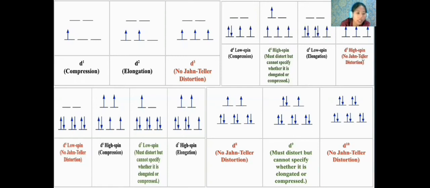So you have there the d6 low spin also does not undergo Jahn-Teller distortion. For d6 high spin, you have their compression. Okay. So d8 and d10 don't undergo Jahn-Teller distortion.